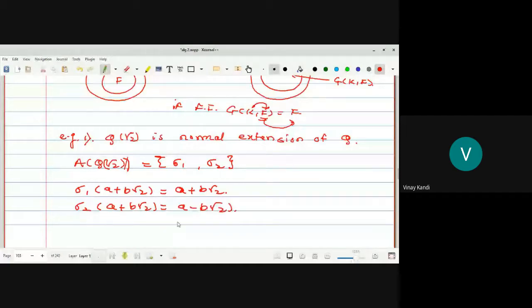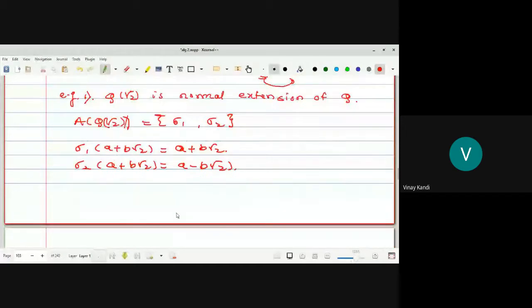Okay. Now, what is G of Q(root 2) relative to Q? What is the set of those automorphisms which leaves every element of Q fixed? So in that set, both the automorphisms leave elements of Q fixed.